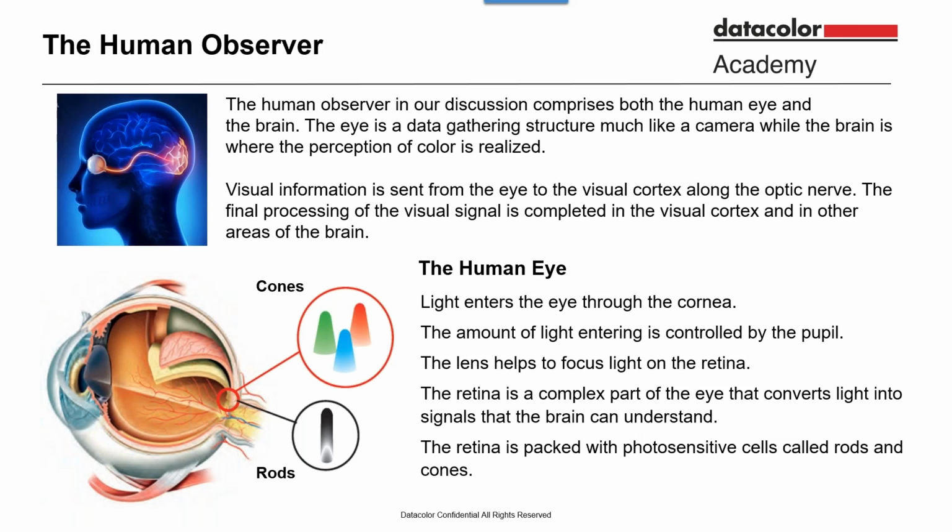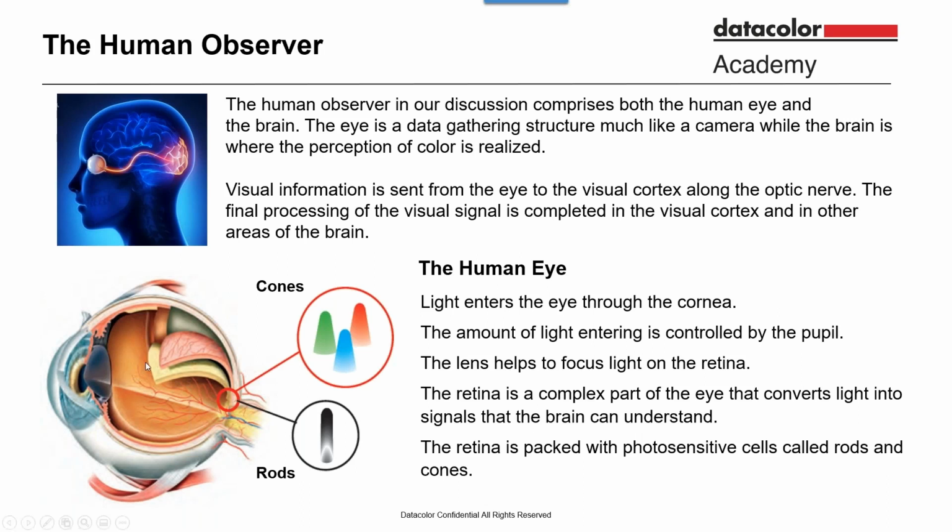Visual information is sent from the eye to the visual cortex along the optic nerve. The final processing of this visual signal is completed in the visual cortex and in other areas of the brain. Let's look at how the eye captures the visual information. Light enters the eye through the cornea in the front here, and the cornea bends the light rays so that it can freely pass through the pupil, which is the opening in the center of the iris. The iris works much like the shutter on a camera. It can enlarge and shrink depending on how much light is entering the eye.